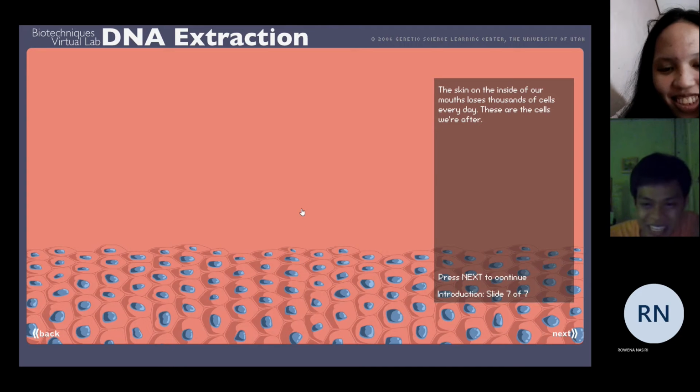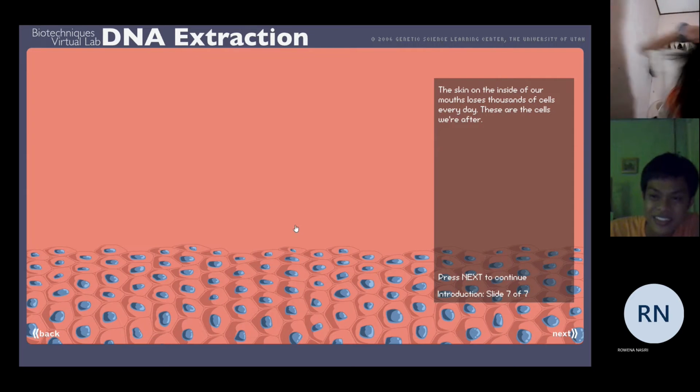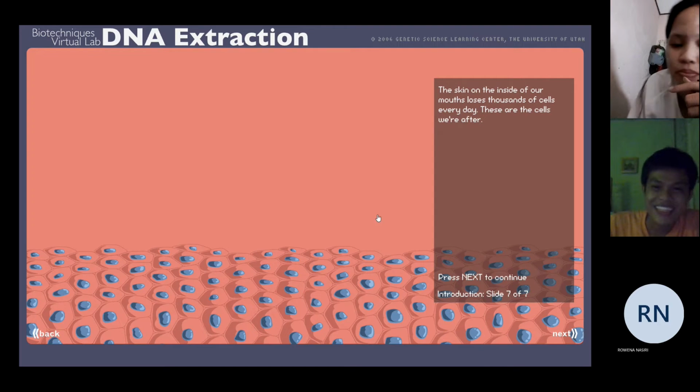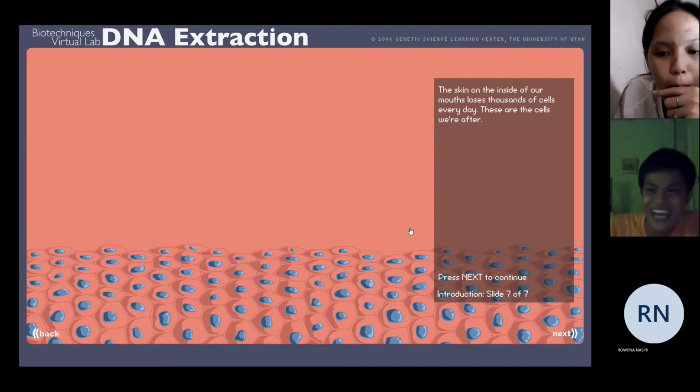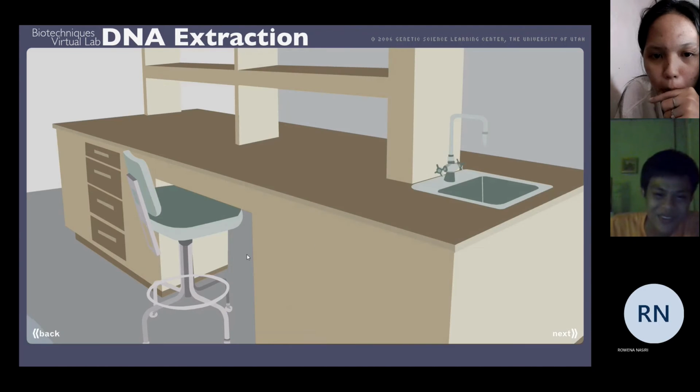Rowena, makabasa ka ng description sa right side. Babasa ako. The skin on the inside of our mouths loses thousands of cells every day. These are the cells we're after. So, mag-next na tayo. Kumuha tayo ng skin galing sa mouth ng ating sample.